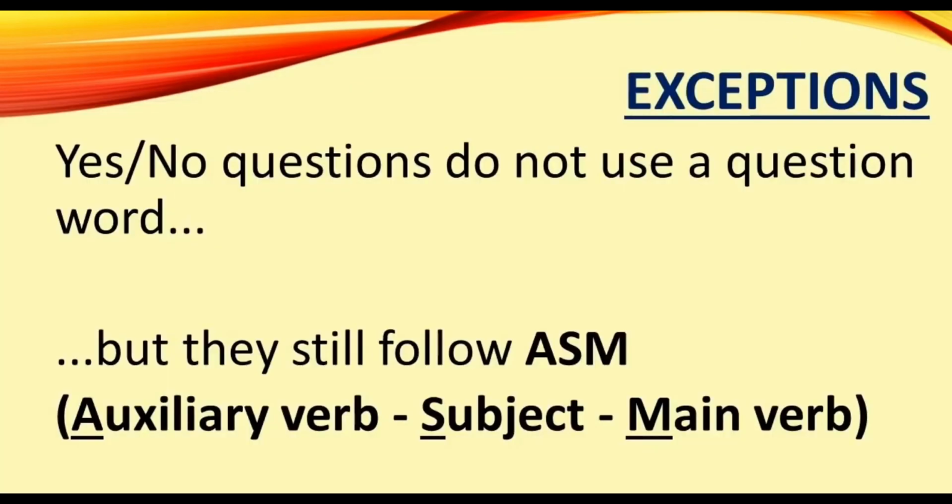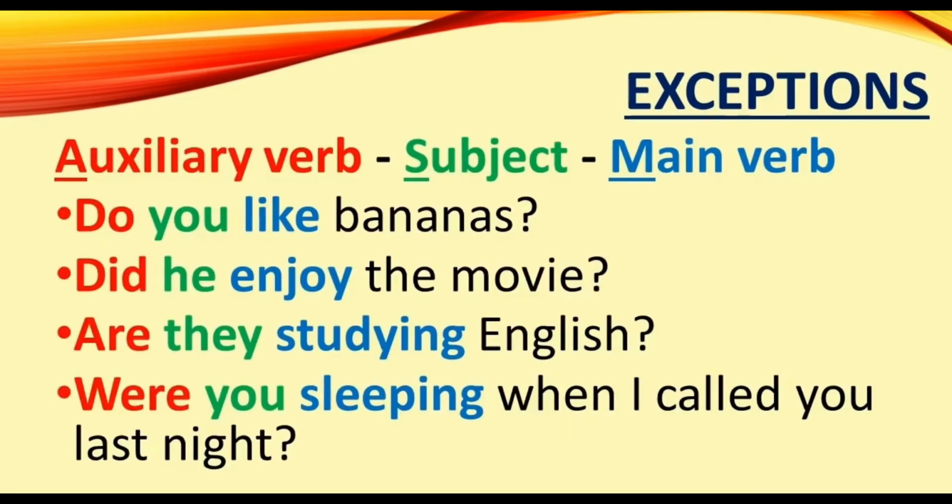Here are a few exceptions to the formula. Yes or no questions do not use a question word, but they still follow ASM: auxiliary verb, subject, main verb. Let's look at some examples. Do you like bananas? Did he enjoy the movie? Are they studying English? Were you sleeping when I called you last night?